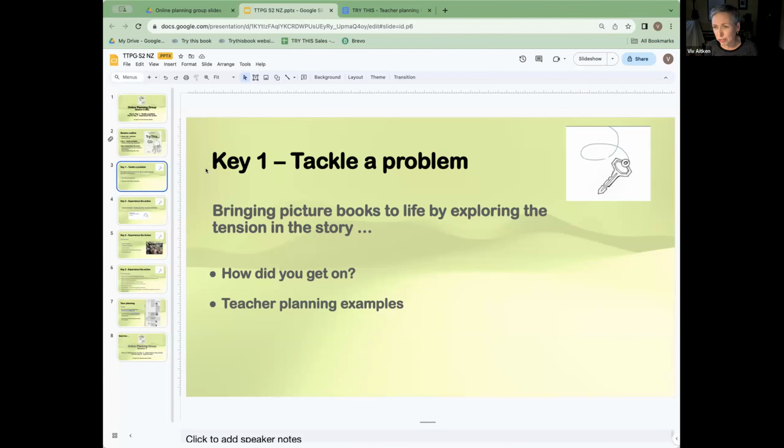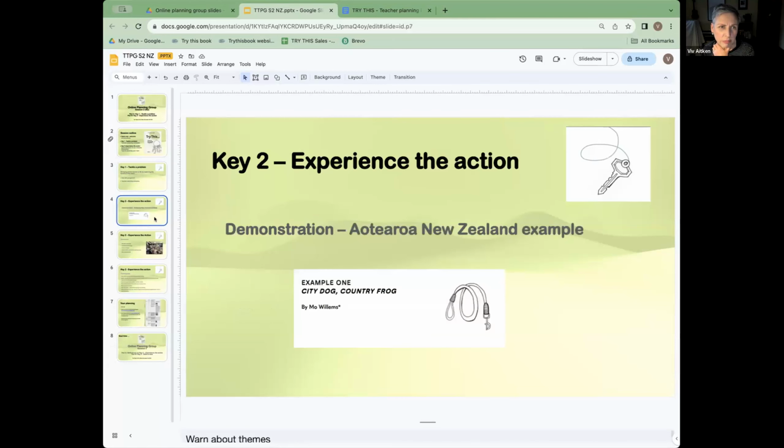Okay, well, do keep sharing those examples in the chat if you'd like to. What I'll do now is move on to our second half, which is looking at key number 2, which we've called Experience the Action. And I'm going to demonstrate with, well, it's an Aotearoa New Zealand example in as much as it's something that I've done here in Aotearoa New Zealand.